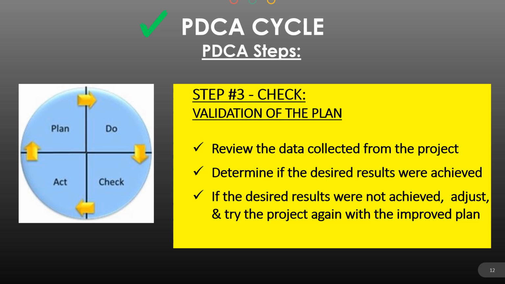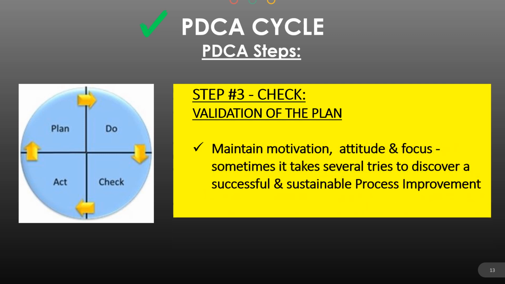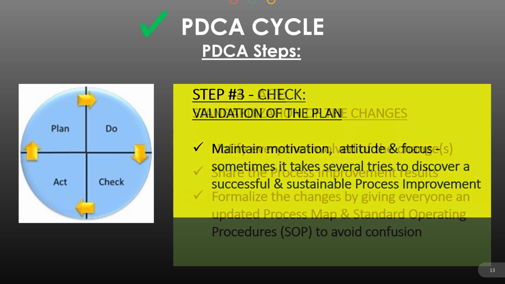Step 3. Check. The validation of the plan. Review the data collected from the project. Determine if the desired results were achieved. If the desired results were not achieved, adjust and try the project again with the improved plan. Maintain motivation, attitude, and focus. Sometimes it takes several tries to discover a successful and sustainable process improvement.